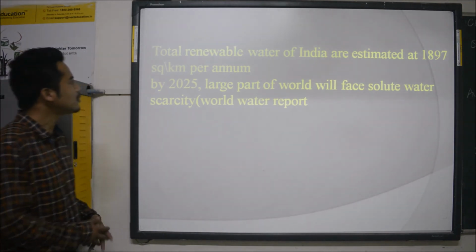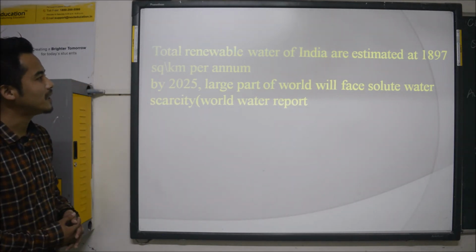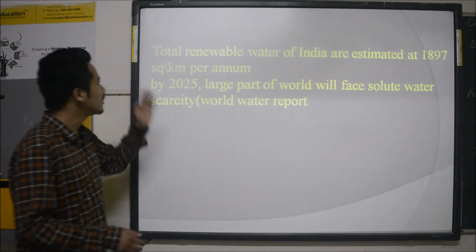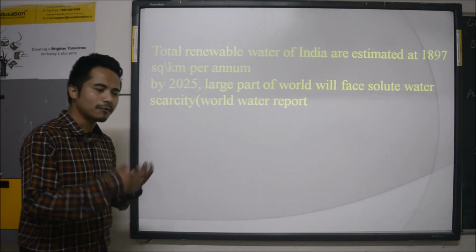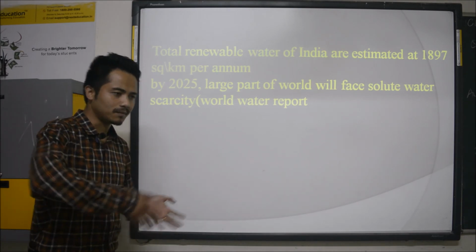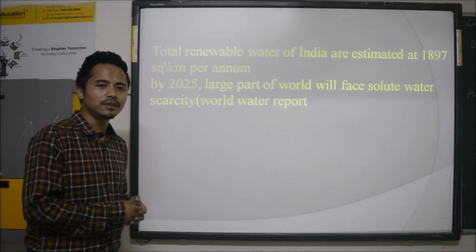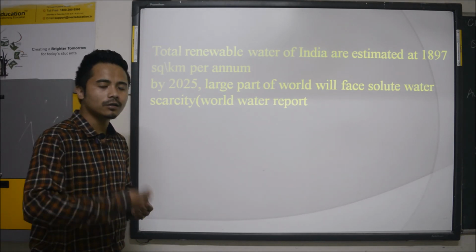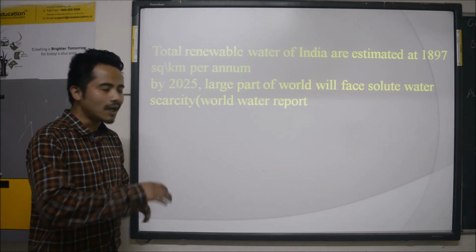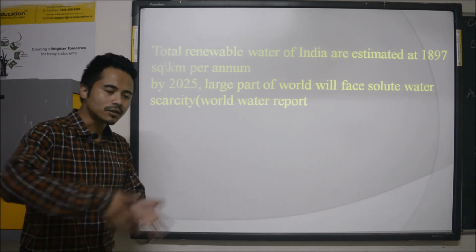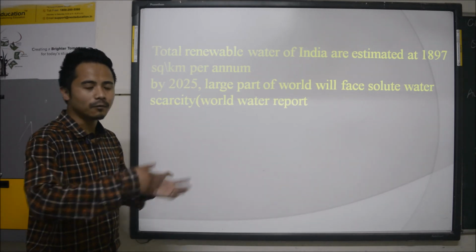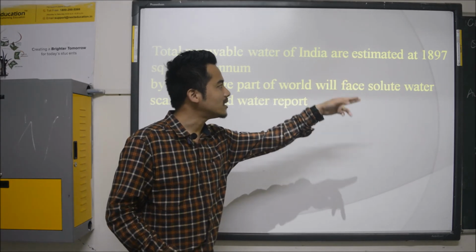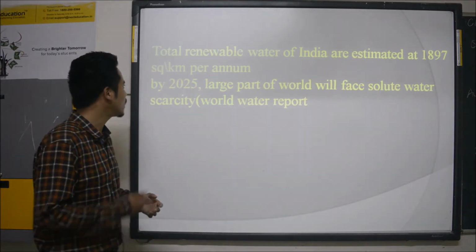Okay. Total renewable water of India is estimated at 1897 square kilometer per annum, which means the renewable water, like the lakes, the perennial rivers, the seasonal rivers, or the rivers which occur through precipitation or rainfall. The entire area where usable water is available is 1897, right, where water can be renewed again and again.